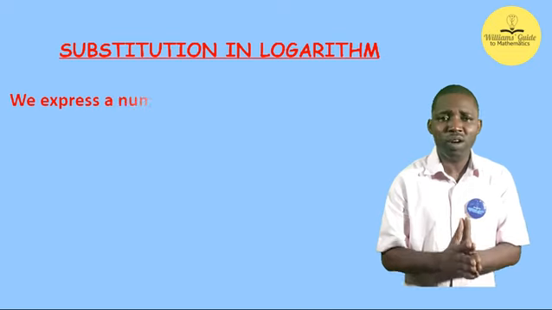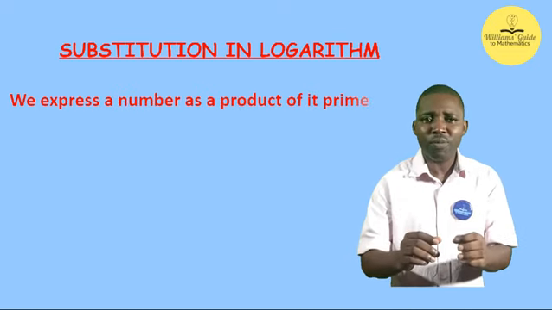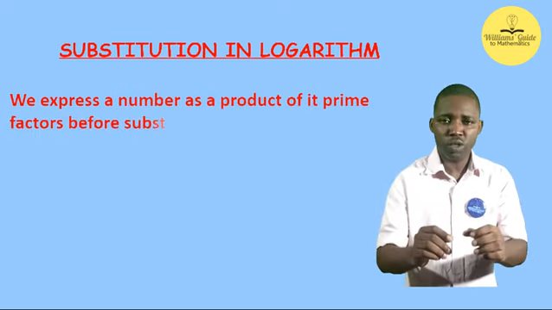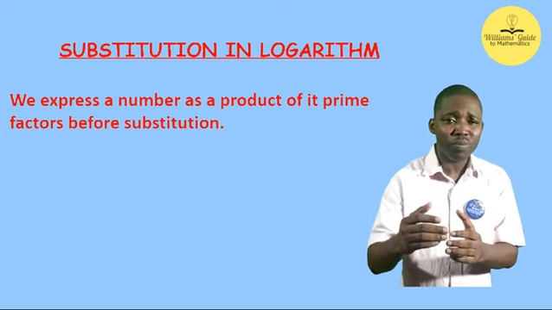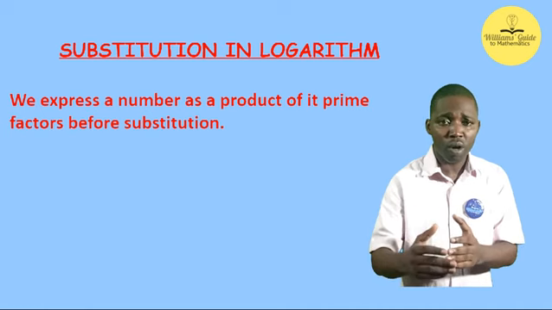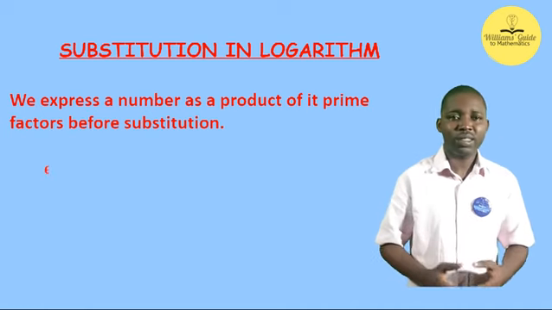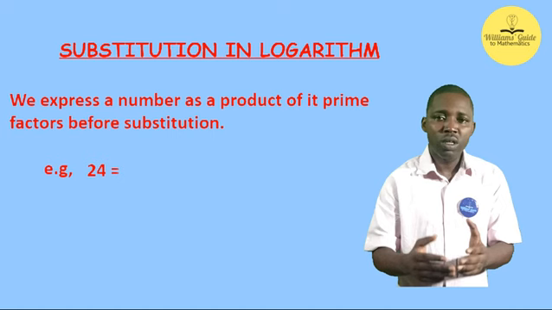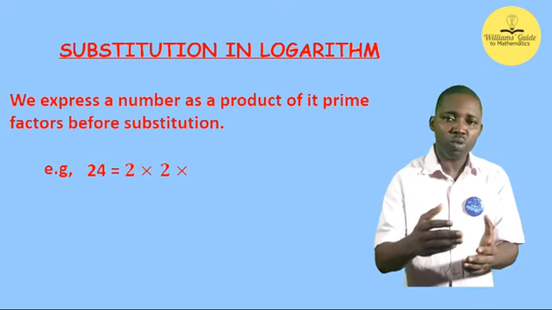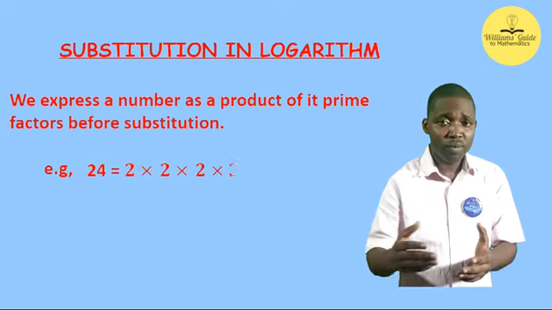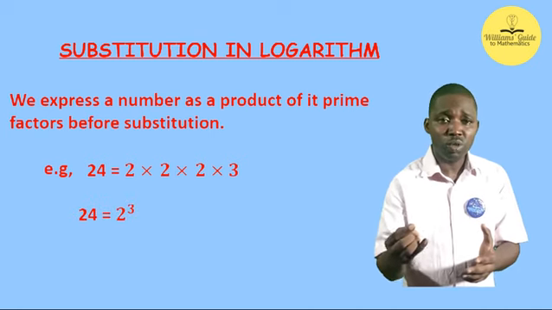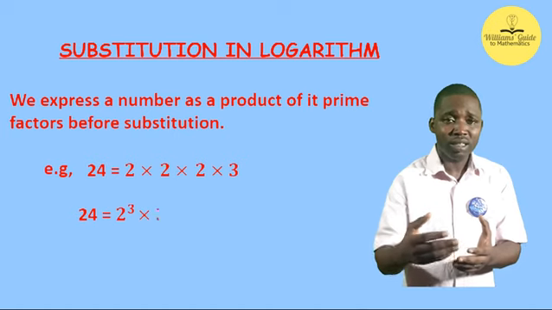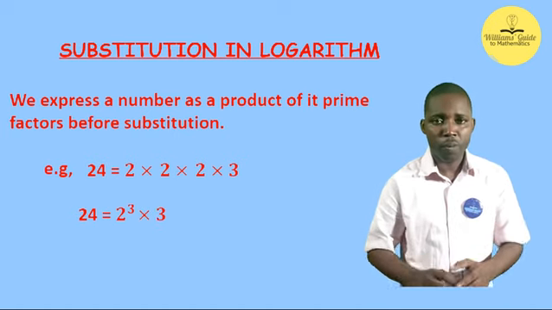We express a number as a product of its prime factors before substitution. Again, we express a number as a product of its prime factors before substitution. Take for example, if I have 24, 24 is 2 times 2 times 2 times 3. Meaning I can multiply 2 3 times with 3 to give me 24. That is 2 raised to power 3 times 3 giving us 24.